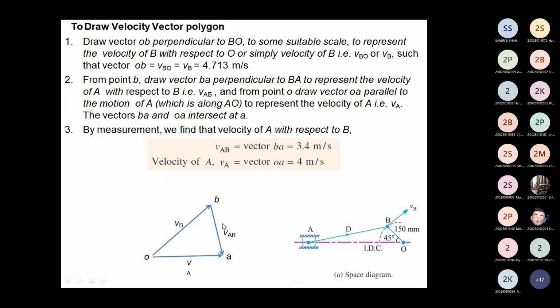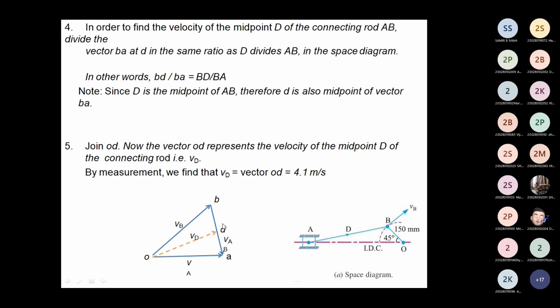So based on that, we have completed our velocity diagram, and based on the equation BD by BA equals BD by BA, we find the midpoint of the connecting rod. Okay, so till this point we have completed, and to find the magnitudes we just measure the values, and as per our scale we find the values of the remaining links in the velocity diagram.